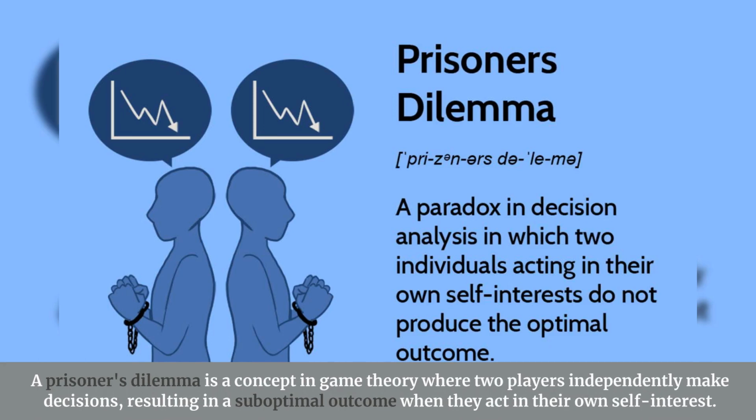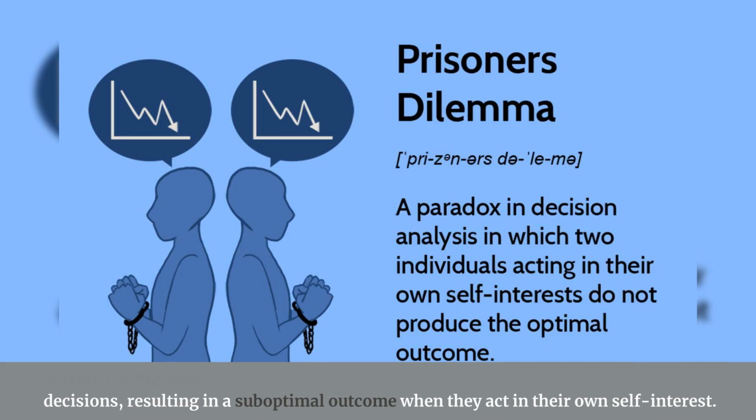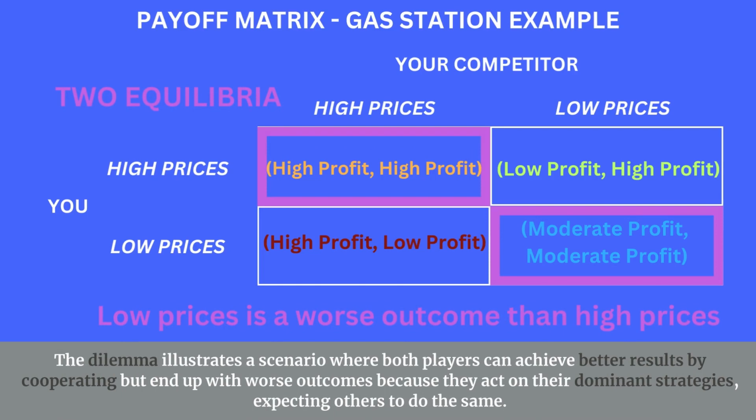A prisoner's dilemma is a concept in game theory where two players independently make decisions, resulting in a suboptimal outcome when they act in their own self-interest. The dilemma illustrates a scenario where both players can achieve better results by cooperating but end up with worse outcomes because they act on their dominant strategies, expecting others to do the same.